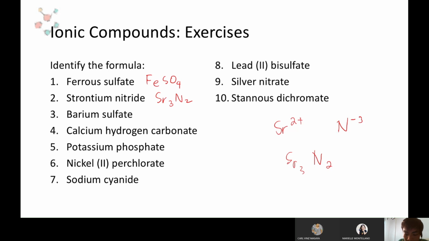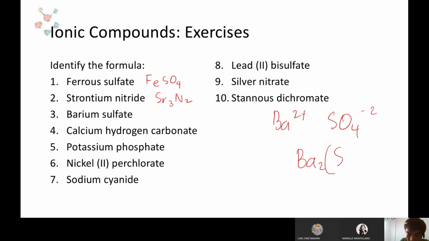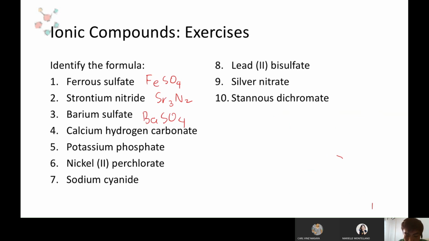Barium sulfate. Barium. Group 2 siya, so barium 2+. Sulfate, SO4, negative 2. Parehas sila ng charges, so Ba2, SO4 2. And again, pag parehas ng subscript, pwede na i-simplify yan as walang subscripts. BaSO4. BaSO4, basa ko dyan. BaSO4. Okay. Calcium hydrogen carbonate. No?